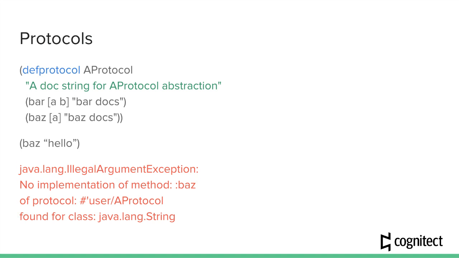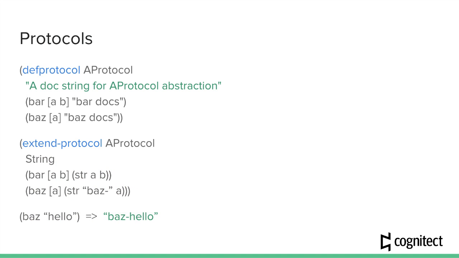I just extend the protocol to the string type and I write the implementation. So here's the implementation for bar for a string. It's just string concatenation. And the implementation for baz for a string is string concatenation prefixed with baz there. Now if I go ahead and I call baz again on the string hello, I would see the result baz hello. And that is just how protocols work.